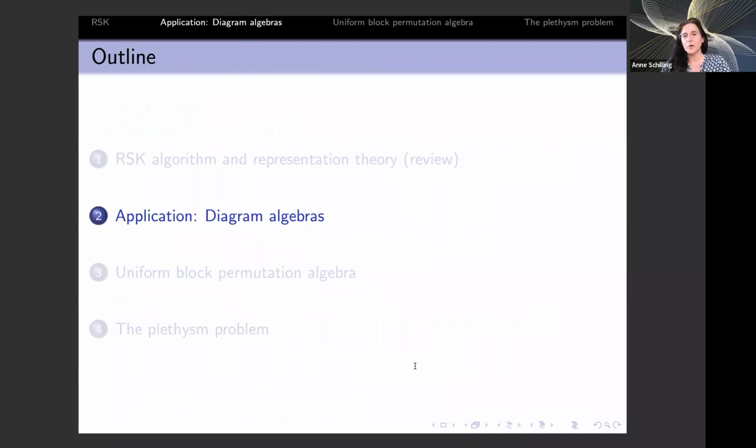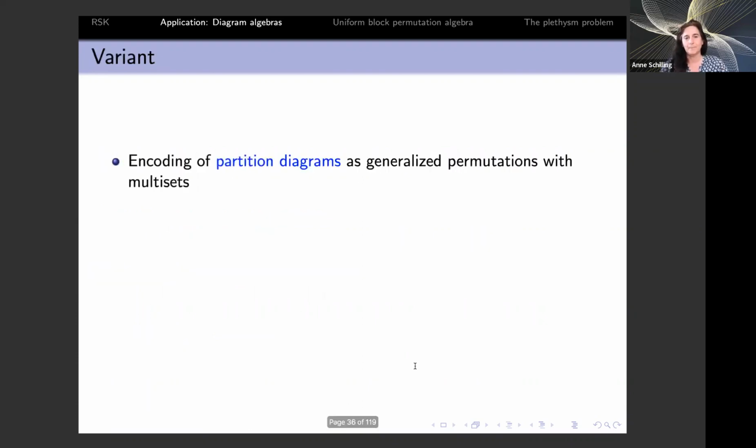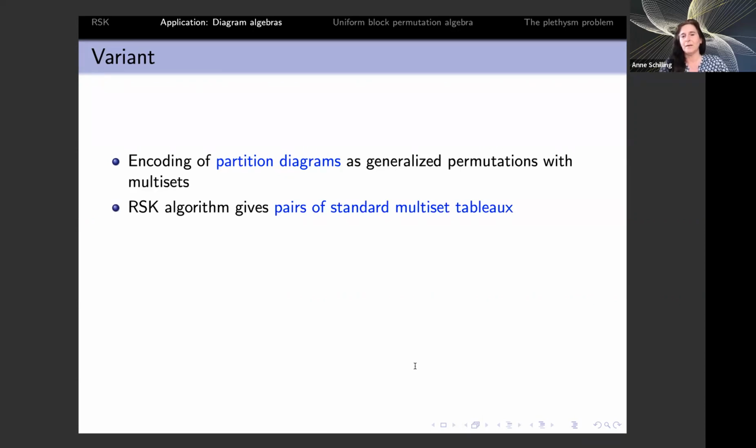Okay, so what we want to do now is take these classical results and apply them to diagram algebras. So what we are after is to encode partition diagrams, and I will define for you what I mean by a partition diagram, as certain generalized permutations that are filled with multisets. And then we are going to use the RSK algorithm to produce, again, two tableaux that have the same shape.